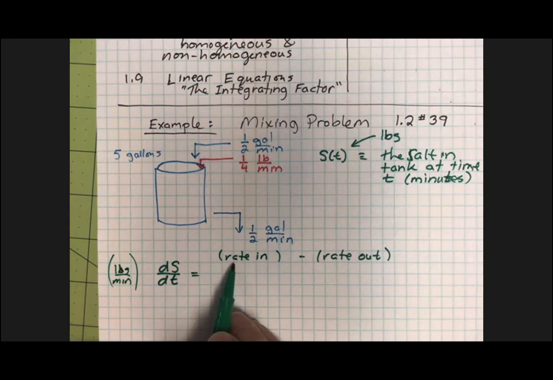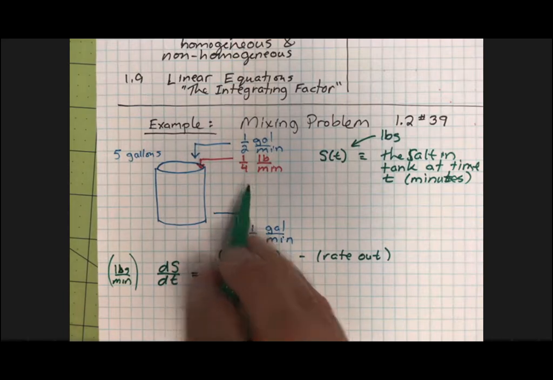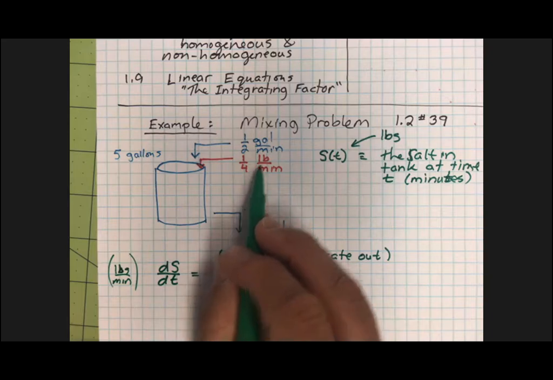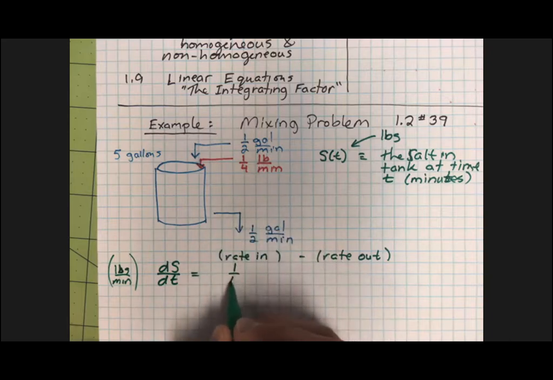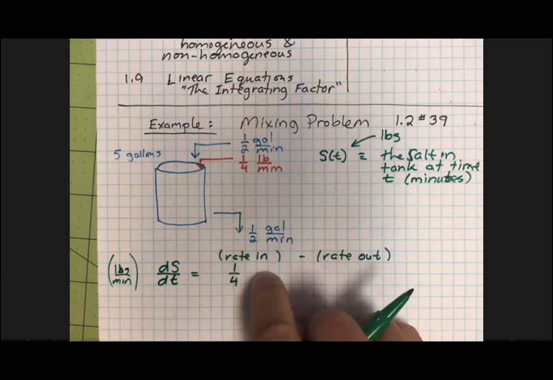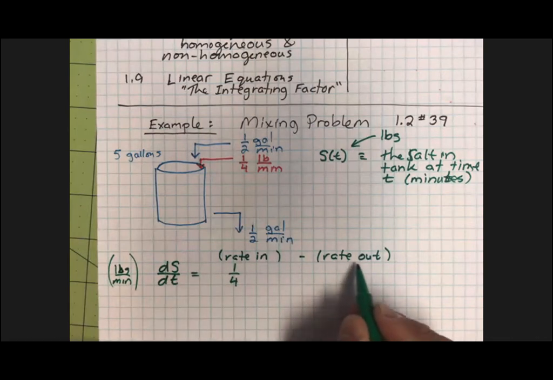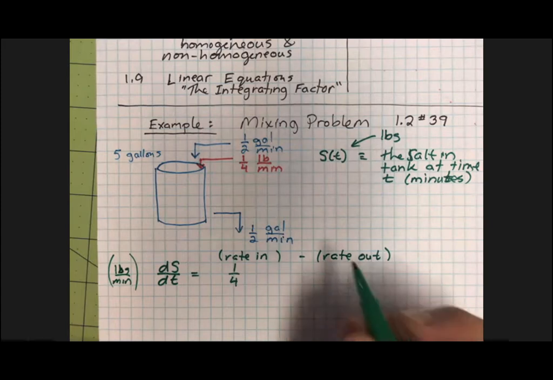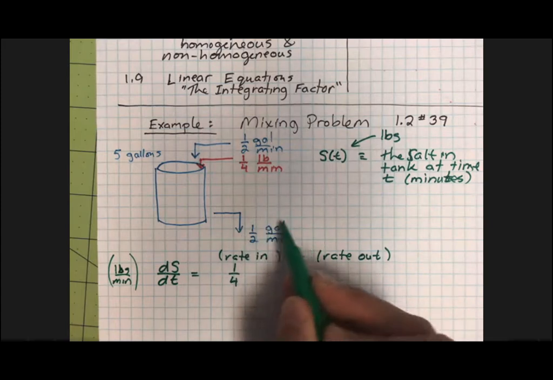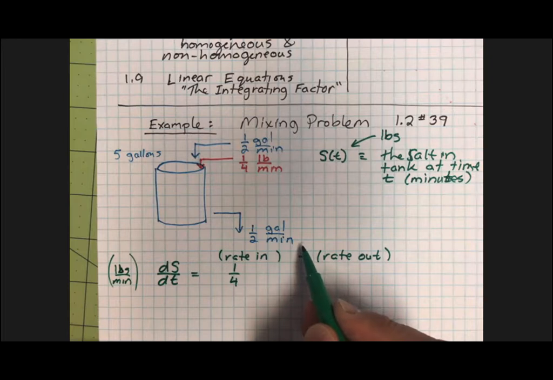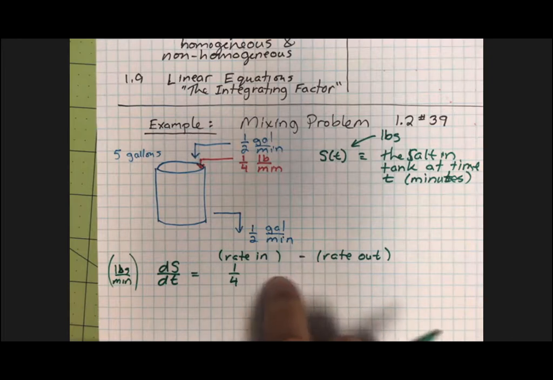What is the rate at which salt enters the tank? Well, that was given to us straight up. Salt is entering the tank at 1/4 pound per minute. I will not write pound per minute here. I'll just know that we're talking about pounds per minute. But what is the rate at which salt is leaving the tank? I know the rate at which liquid is leaving the tank, but gallons per minute is not pounds per minute, so I can't just say subtract 1/2.